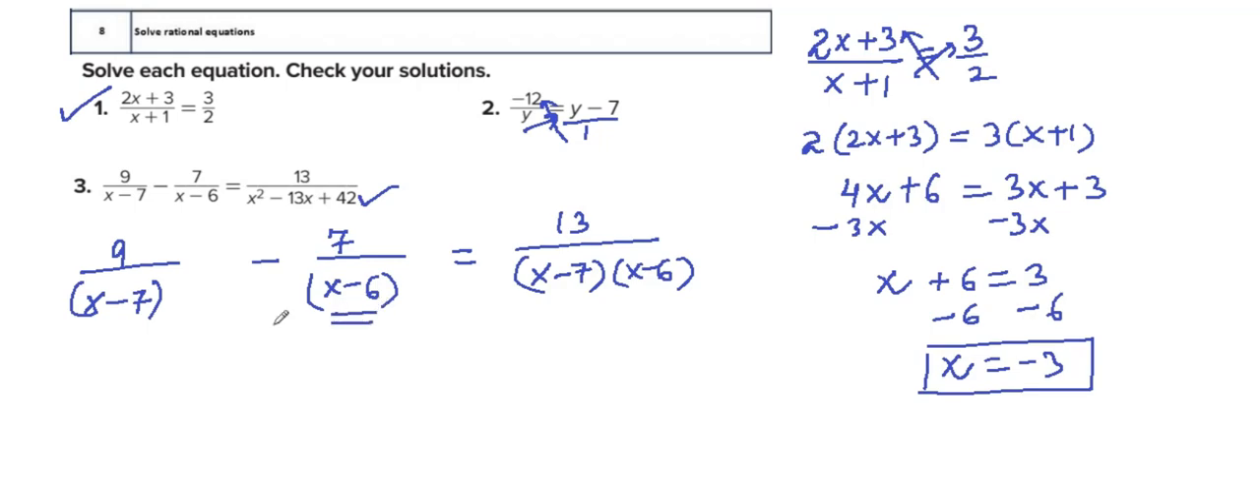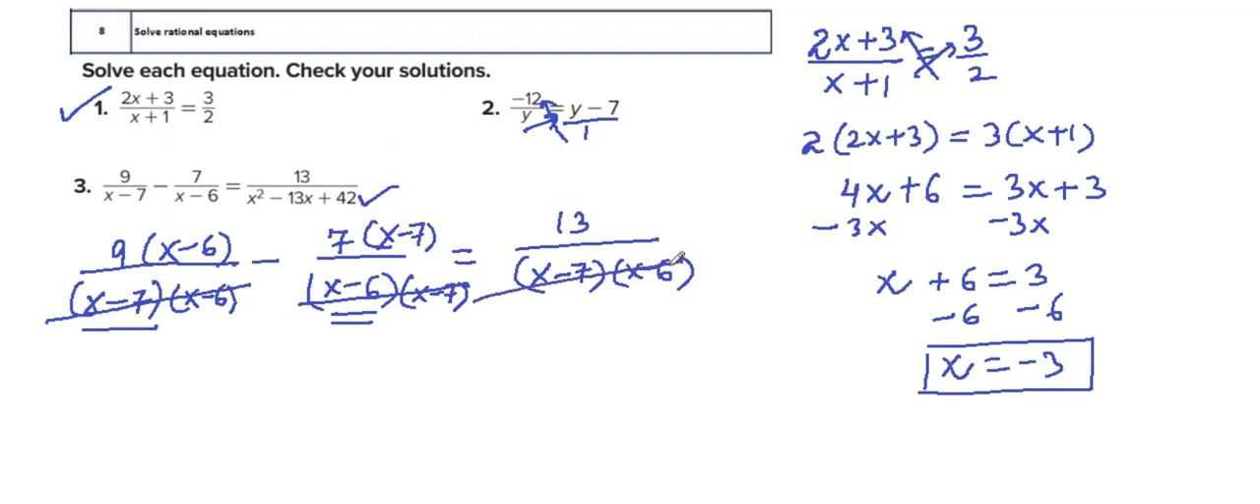So x minus 6 is here, but x minus 6 is not there. So multiply x minus 6 here and here. Here is x minus 7, but here we don't have x minus 7, so multiply x minus 7 here and here. Now what do you do? Cancel out all the denominators, because all the denominators are the same.